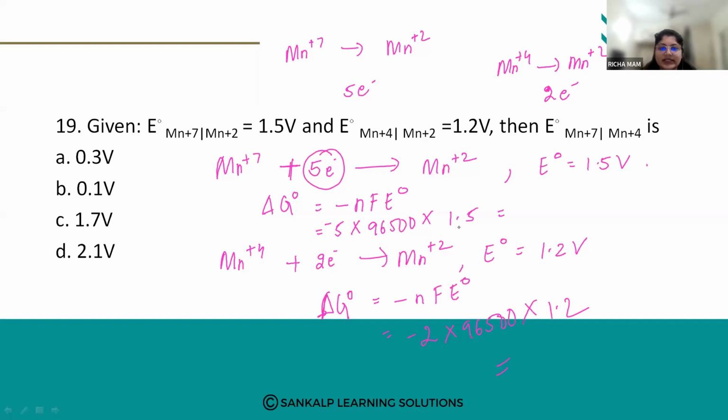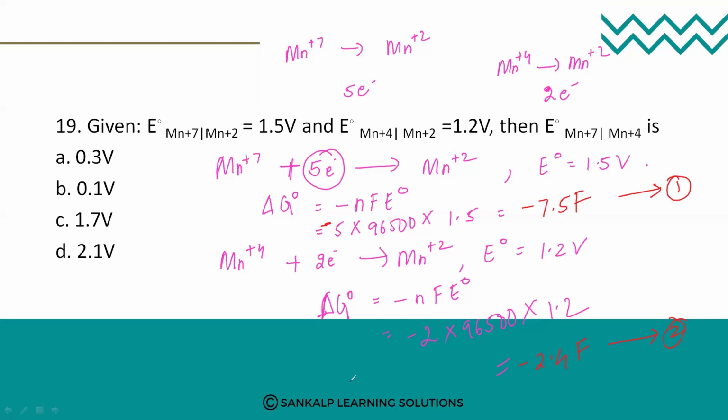Lubna has got it as D. What about others? The first answer you should get after solving this is minus 7.5 Faraday. Are you getting it? And this you have to get as minus 2.4 Faraday. Are you getting the same? Yes, ma'am.